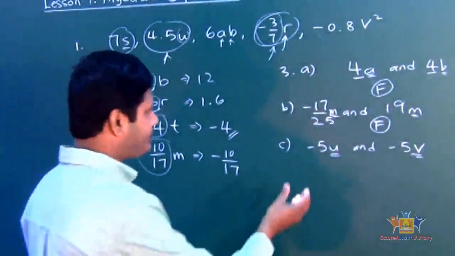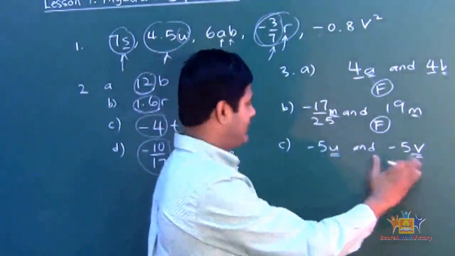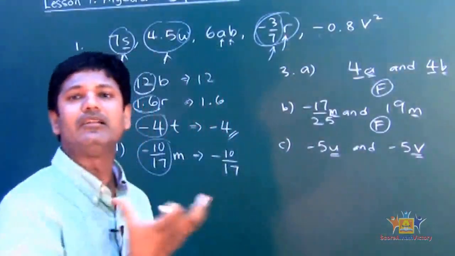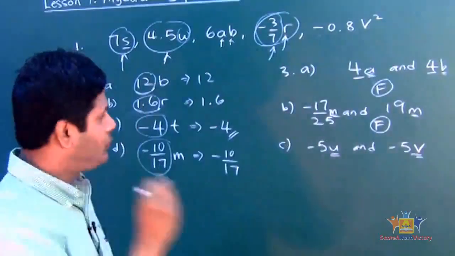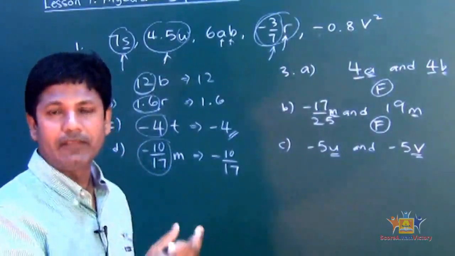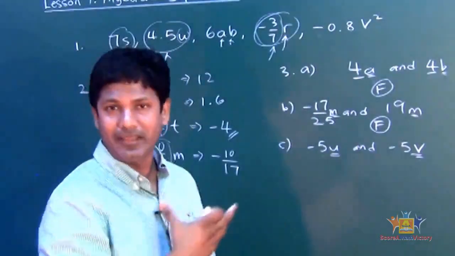Okay, kind of like this way. 5 apples, 5 oranges. See that? U and V, apples and oranges. Are they like? No, they're unlike. So see that way, when you see two different variables, it's like apple and orange. They're not identical. If they're the same variable, M and M, it's apple and apple. They are like.